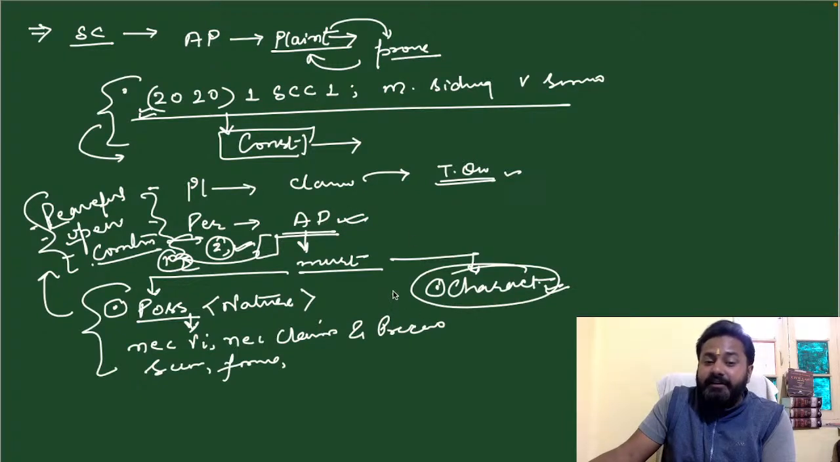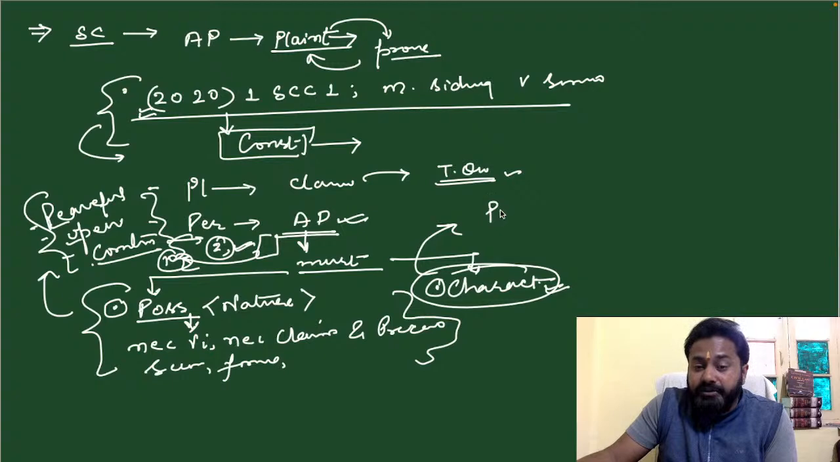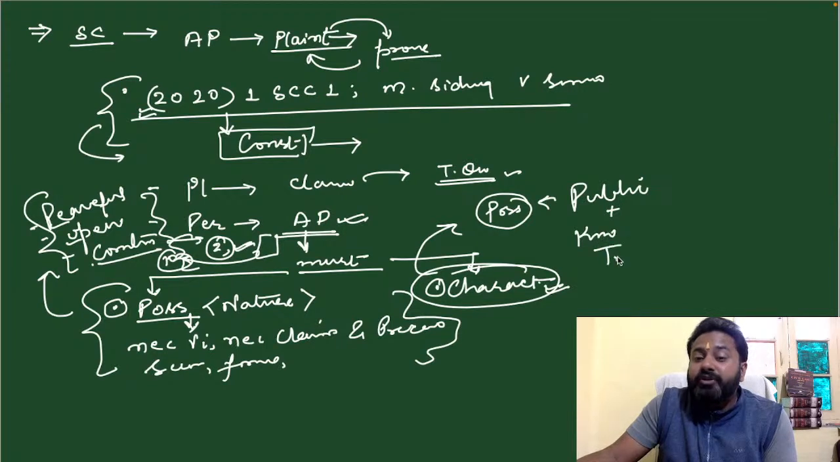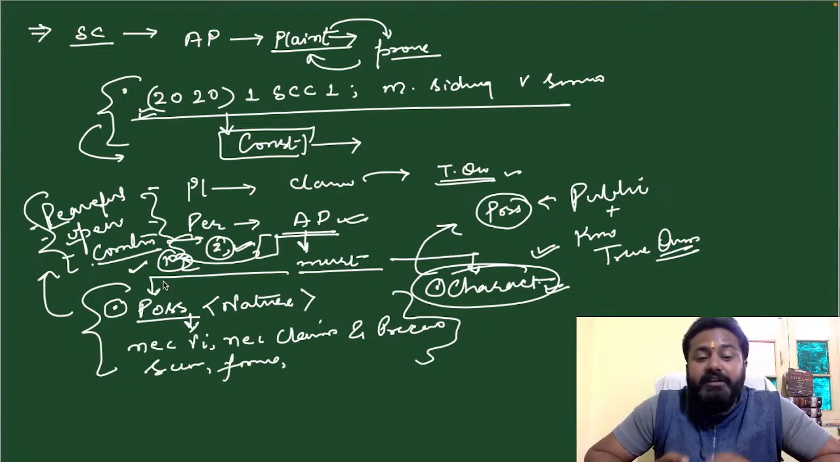Now come to the second thing, that is character. Which type of character is required in cases of adverse possession? The person who is in possession, his possession must be known to the public as well as to the knowledge of the true owner. So these are the characteristics and these are the natures. If anyone wants to go with a plea of adverse possession, he or she is required to prove these things according to this constitutional bench judgment.